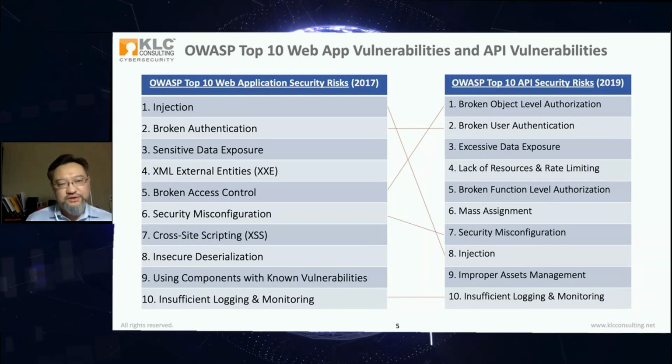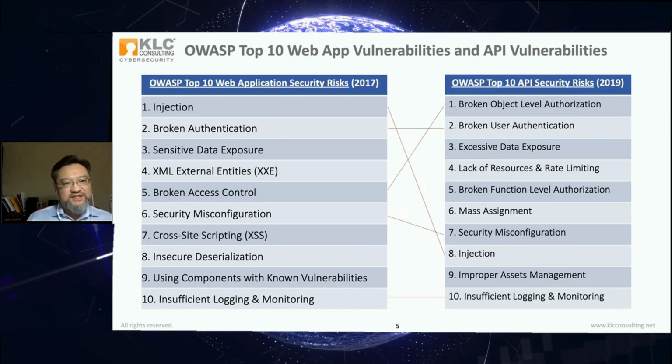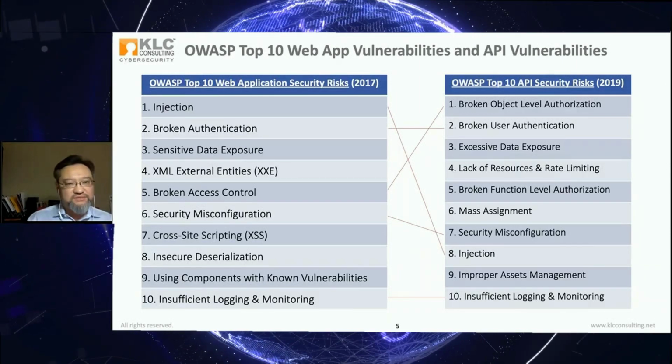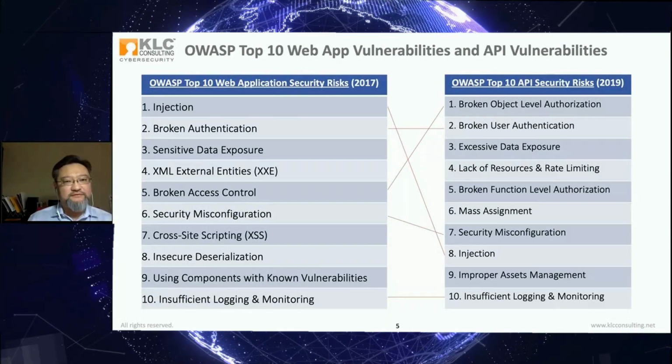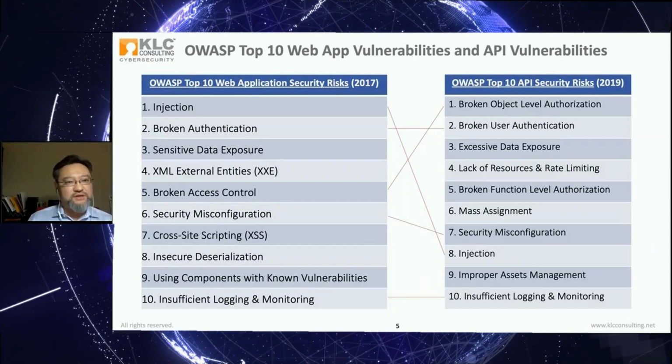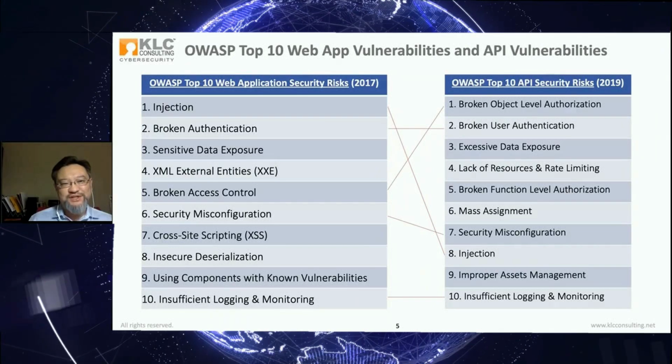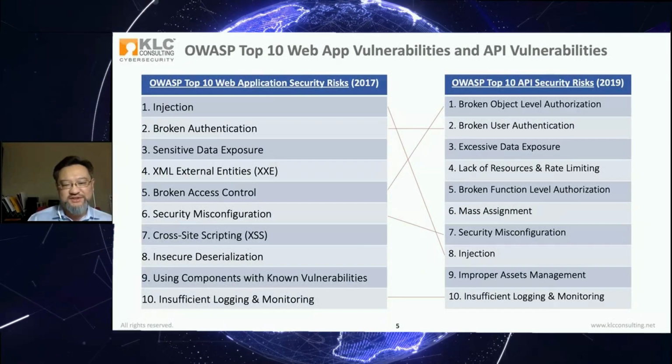The reason I want to go through it is that you can see I already made some red lines. There are 5 of them. You can actually map from the API security risks to the web application security risks. On the right side, there are a lot of authorization and authentication type vulnerabilities.